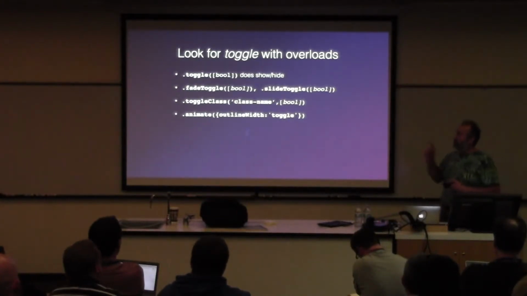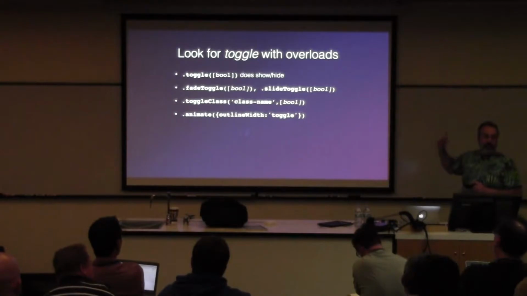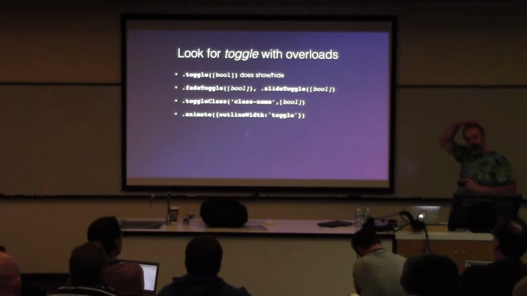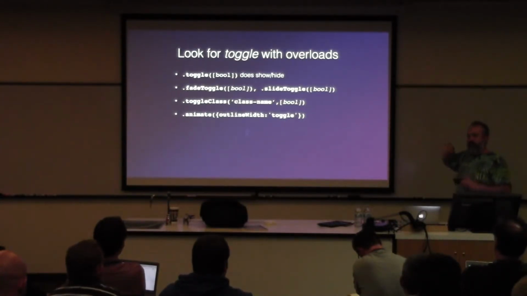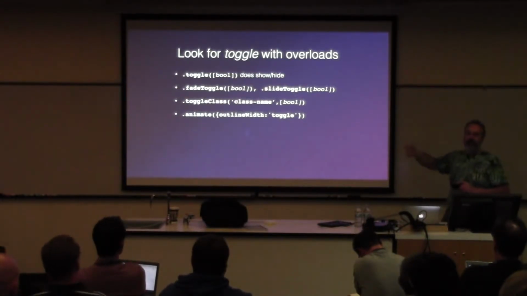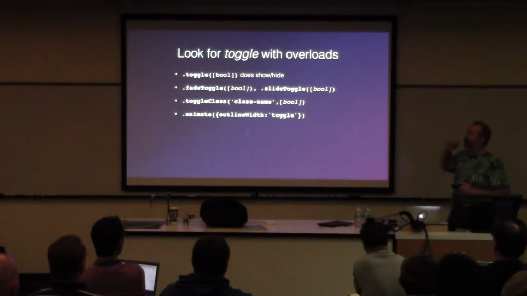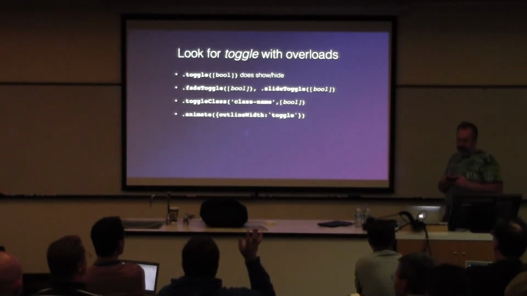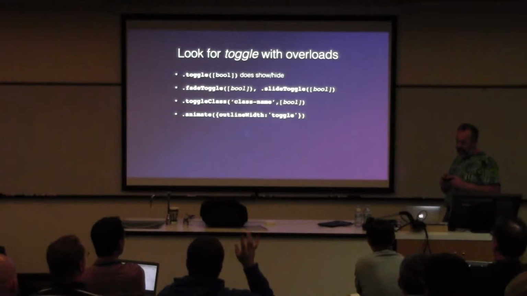Same thing with just plain old toggle, which does a show hide. So there's a show command and a hide command in jQuery you might have used, which do stuff like set the display CSS property for you. Toggle will make it appear and disappear, and a toggle with a Boolean will force it to the state you want. So don't forget about those. They save a lot of code, save a lot of typing.